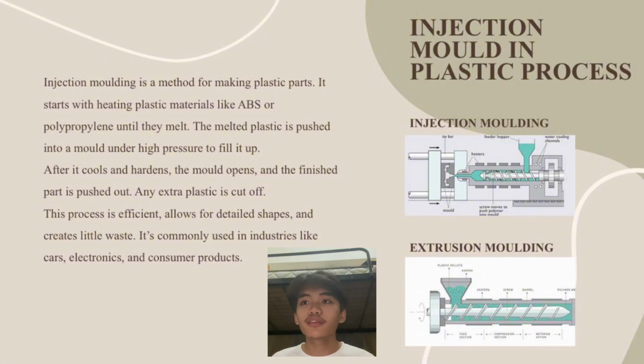So as you can see, this is the injection mold in plastic process. Injection molding is a method for making plastic parts. It starts with heating plastic materials like ABS or polypropylene until they melt. The melted plastic is pushed into a mold under high pressure to fill it up. After it cools and hardens, the mold opens and the finished part is pushed out. Any extra plastic is cut off. This process is efficient, allows for detailed shapes, and creates little waste. It's commonly used in industries like cars, electronics, and consumer products. So there are two types, which is injection molding and extrusion molding.